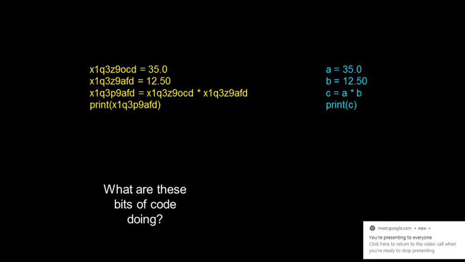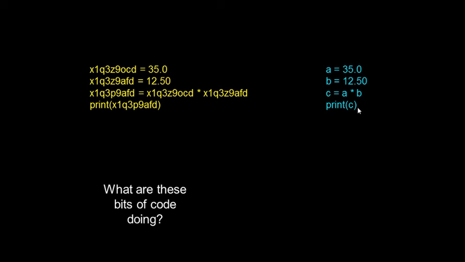Then we'll make a little change in the same example. Now I name the variables a equals 35.0, b equals 12.50, then c equals a into b, print c. From this example I can understand a little, but I can't predict the exact purpose of the code. I can simply say I am finding the product of two numbers. That's the only thing I can understand from this.